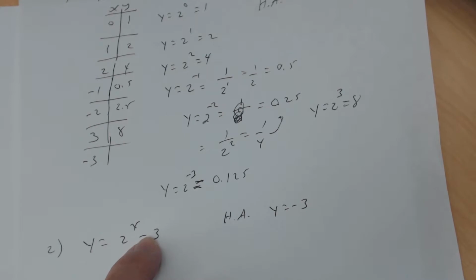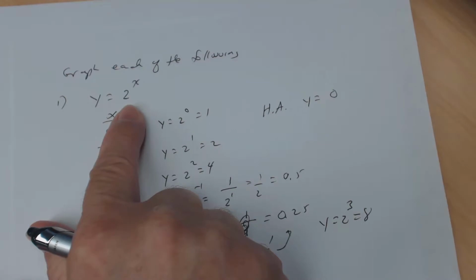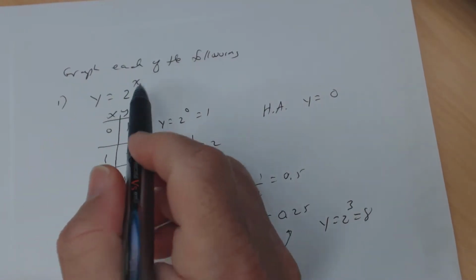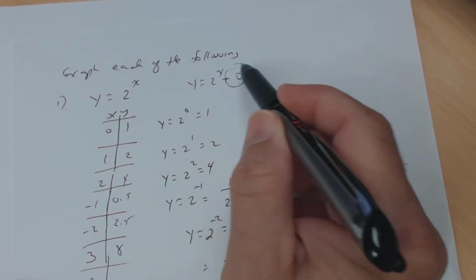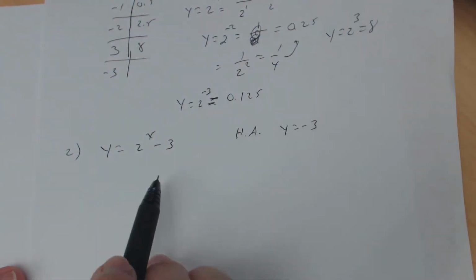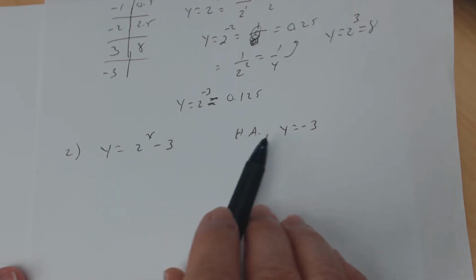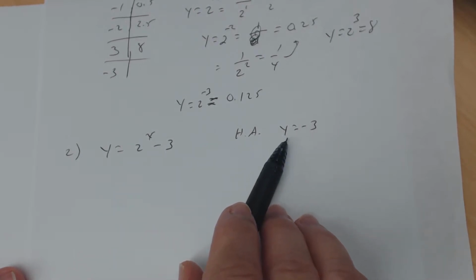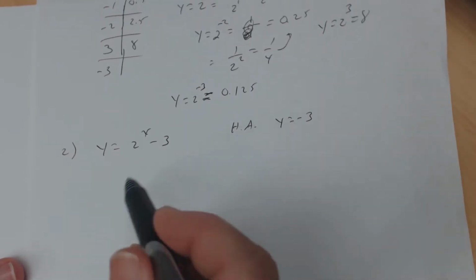So -3. So you take 2 to the x. Remember, for 2 to the x, the horizontal asymptote was the x-axis, and the reason for that is because I can write 2 to the x as 2 to the x plus 0. So this 0 is your horizontal asymptote, y equals 0, which is the x-axis. Here, your horizontal asymptote is y equals -3. Now remember, just like with the axis of symmetry, you have to say x equals or y equals. In this case, since it's horizontal, you're going to say y equals. Okay? All right, so let's go ahead and use a t-table.